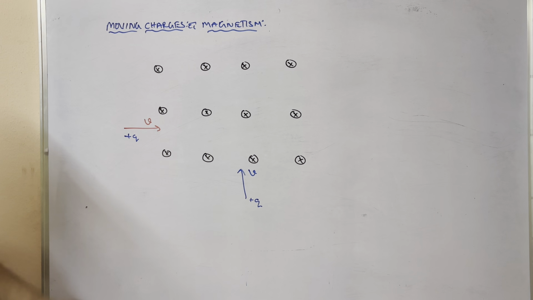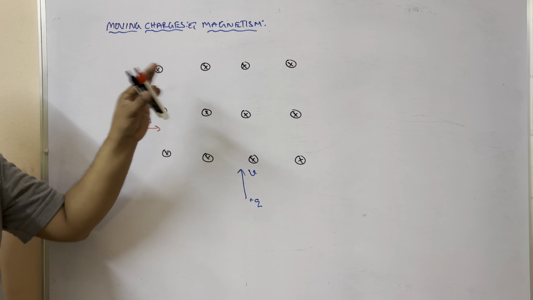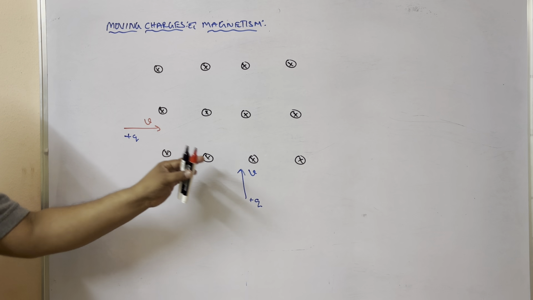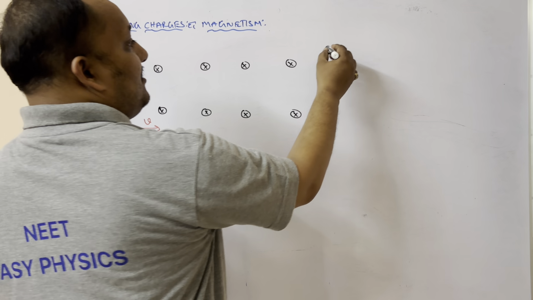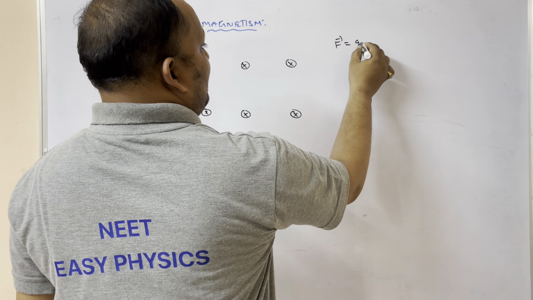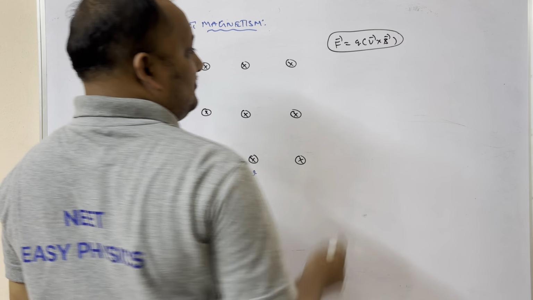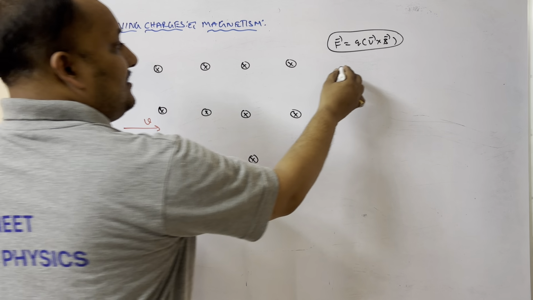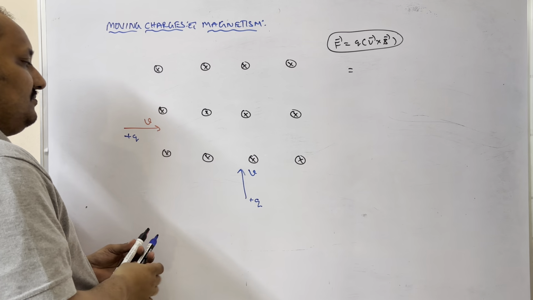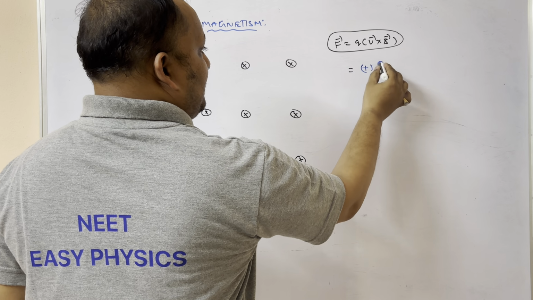Now, what is the force direction in these two cases? We will see. They may give any direction. First, we are discussing these two cases. For this, our main formula is F bar is equal to Q into V bar cross B bar. Whenever you are using that formula, you require directions. The charge is positive, therefore plus Q. I am drawing only directions here.